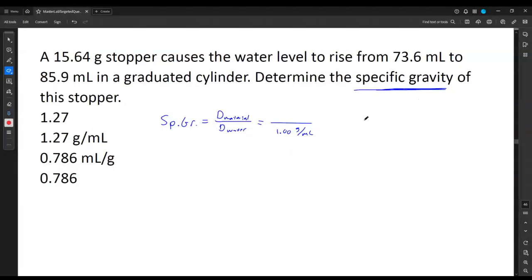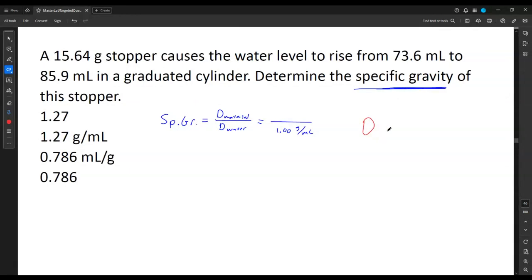So the density of the stopper is going to come from the mass of the stopper divided by the volume of the stopper.